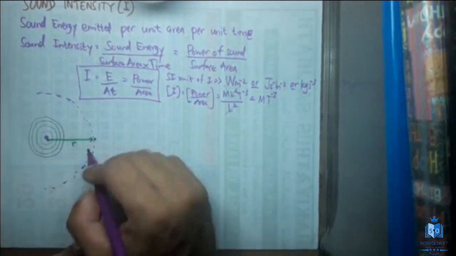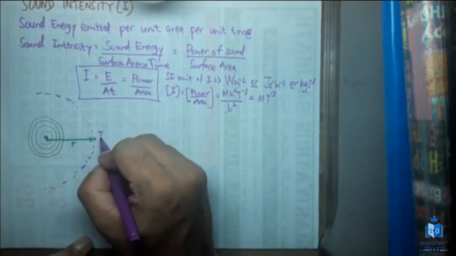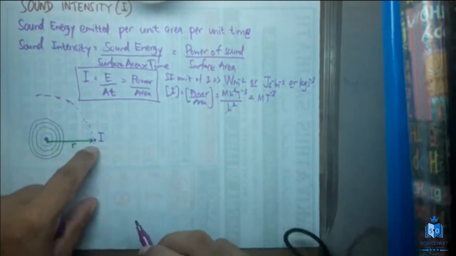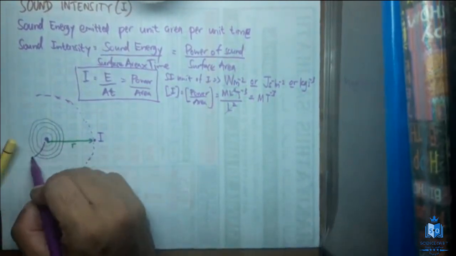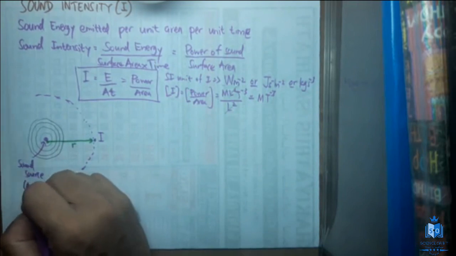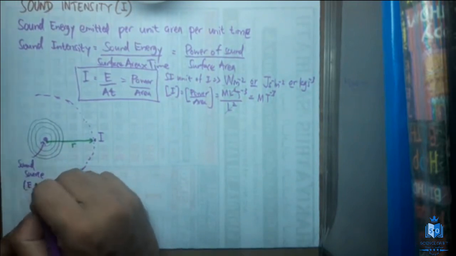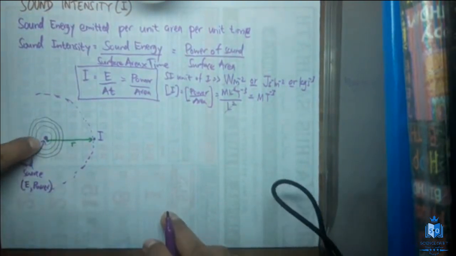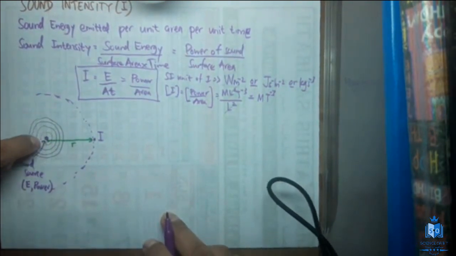And at that point, if you are supposed to know the intensity, you can always define intensity from a sound source. This dot is the sound source. It is at rest. Okay, and that sound source will have a particular amount of energy or power. We don't know. It will have a particular amount of energy. We don't have control over that energy.